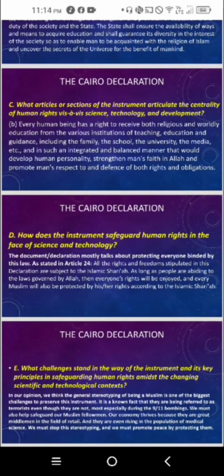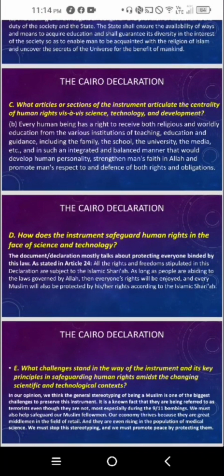How does the instrument safeguard human rights in the face of science and technology? The document or the declaration mostly talks about protecting everyone bound by this law. As stated in Article 24, all the rights and freedoms stipulated in this declaration are subject to the Islamic Sharia. As long as people are abiding by the laws governed by Allah, then everyone's rights will be enjoyed and every Muslim will also be protected in his or her rights according to the Islamic Sharia.